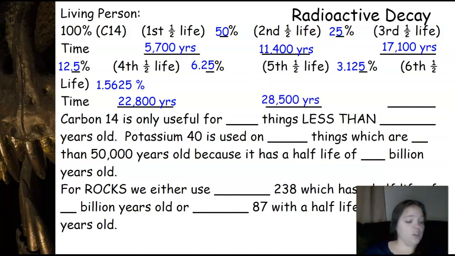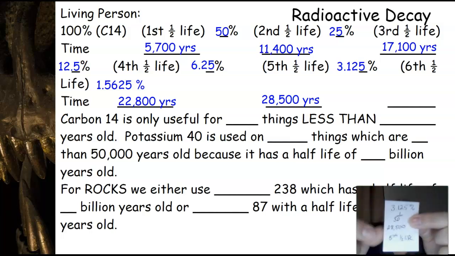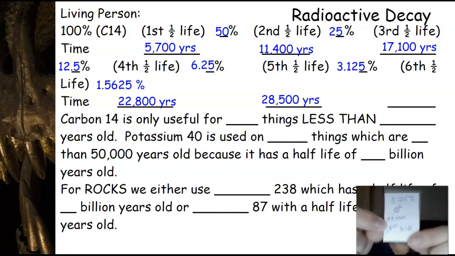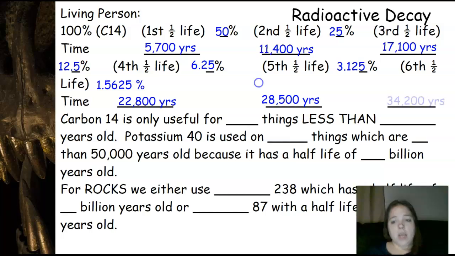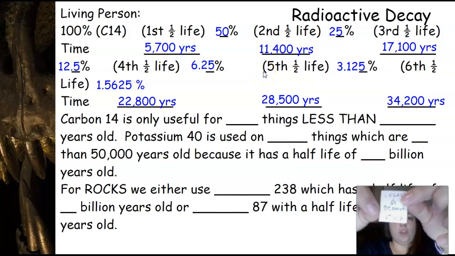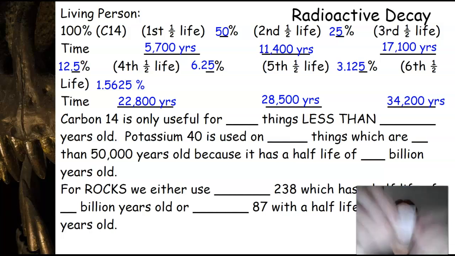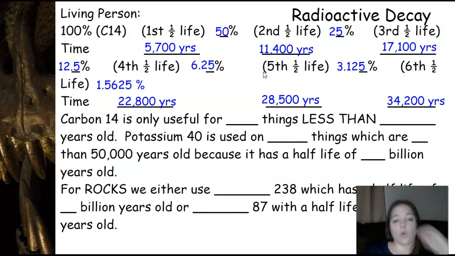Then your fifth half-life, because you're going to do it again, that's 3.125. It's 1/32. 28,500 years, fifth half-life. And then finally, you're going to go down to the sixth, which is this number right here. You're going to write that right there. 1/64. 34,200 years is your sixth half-life. Very important you do this. You need it for the rest of the stuff later.